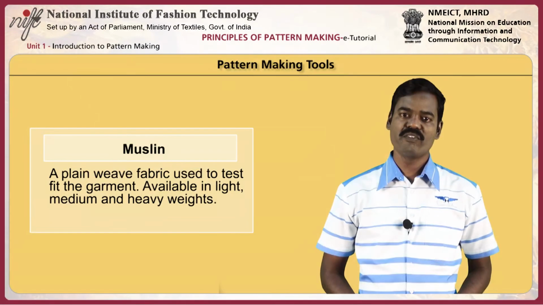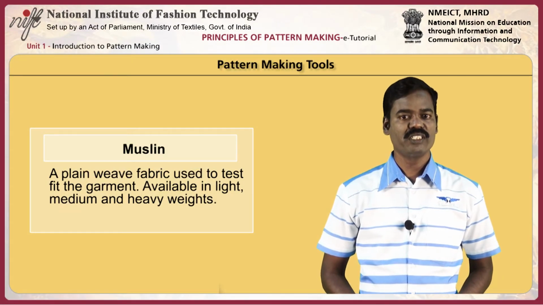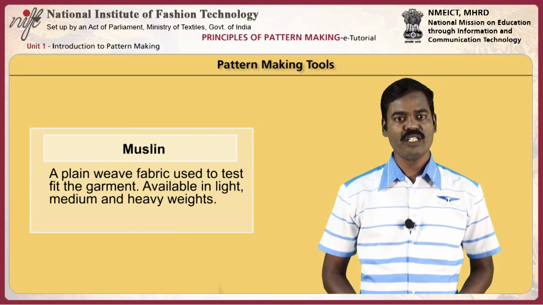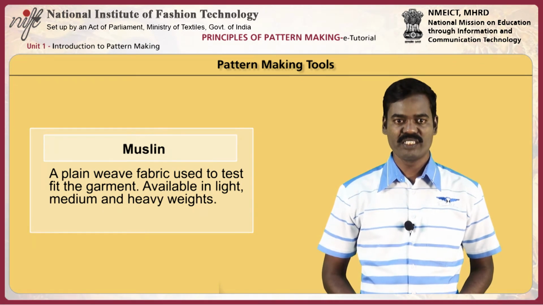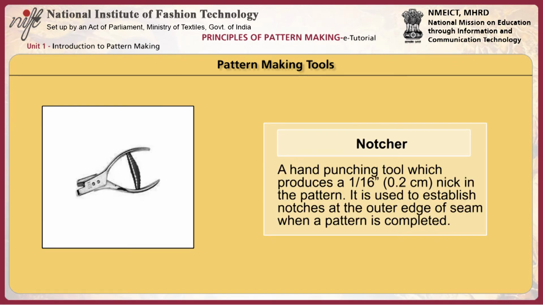Muslin is a plain weave fabric used to test the fit of a garment. Available in light, medium and heavy weights. The notcher is a hand punching tool which produces a 1/16 inch nick in the pattern, used to establish notches at the outer edge of the seam when the pattern is completed.